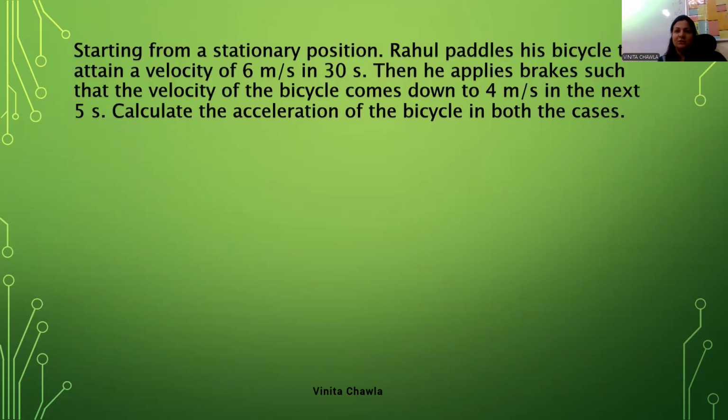So now we have a question. Starting from a stationary position, Rahul pedals his bicycle to attain a velocity of 6 meters per second in 30 seconds. Then he applies brakes such that the velocity of the bicycle comes down to 4 meters per second in the next 5 seconds. Calculate the acceleration of the bicycle in both the cases.